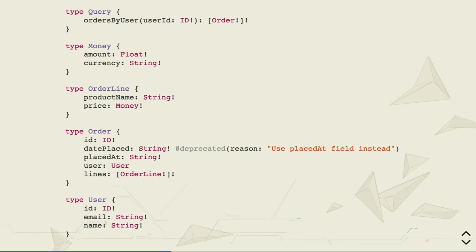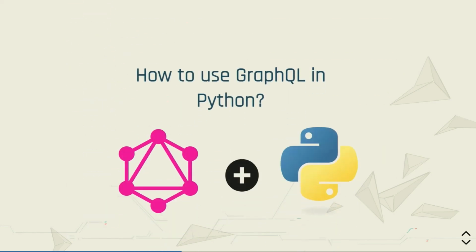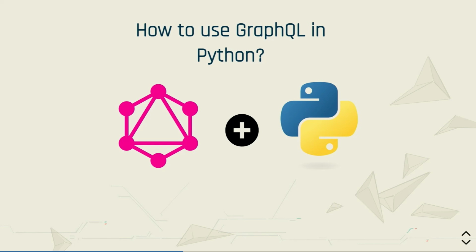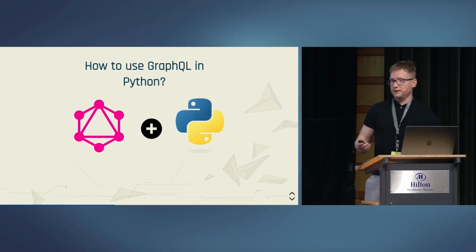Because it's in the schema, but you shouldn't use that anymore. And also that help text will be provided within the schema definition. So since we are at the Python conference, how to use GraphQL in Python? As with everything, there are several approaches to do that.